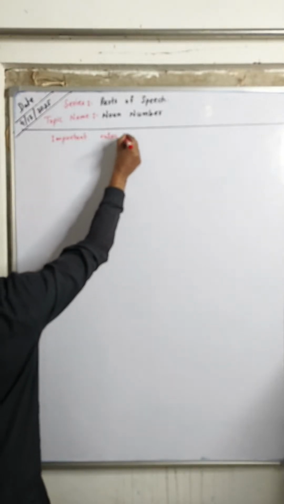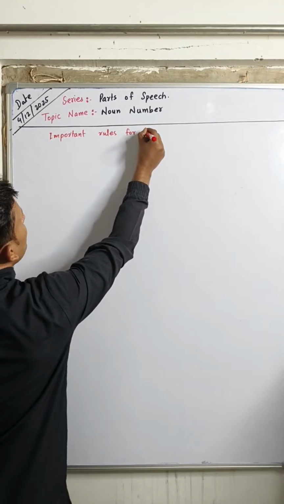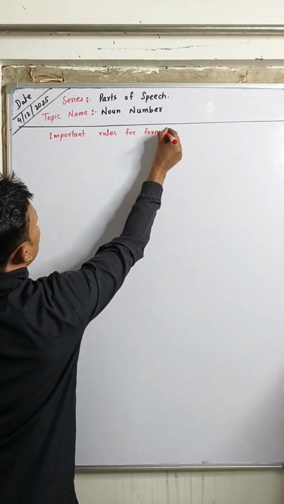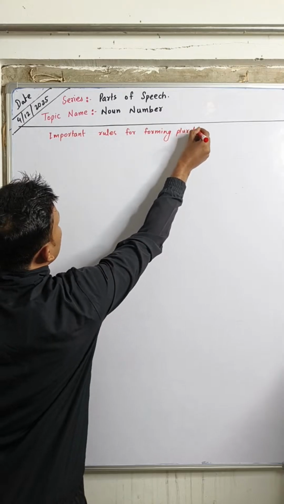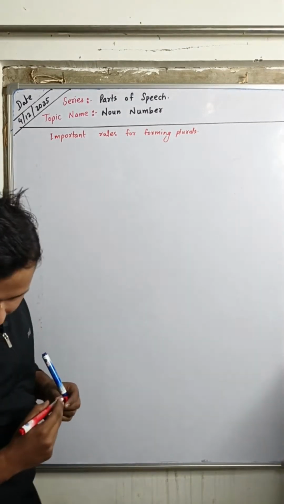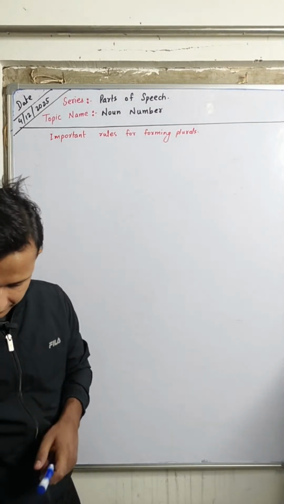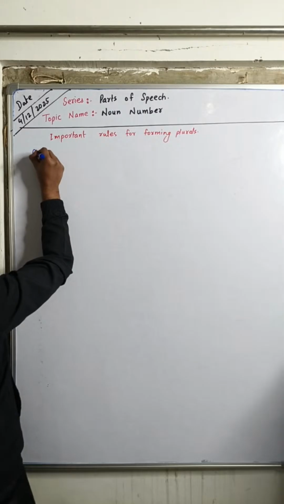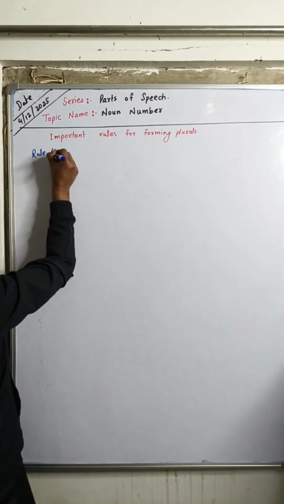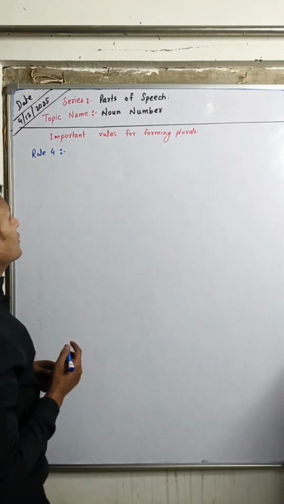Important rules for forming plurals. Rule number 4. Today we'll learn about rule number 4.